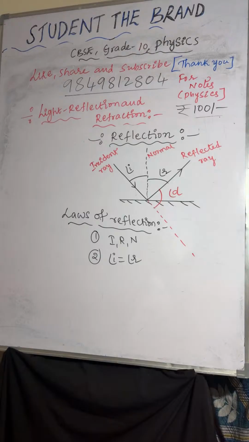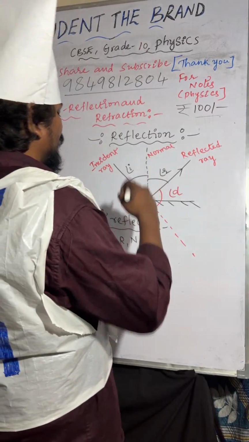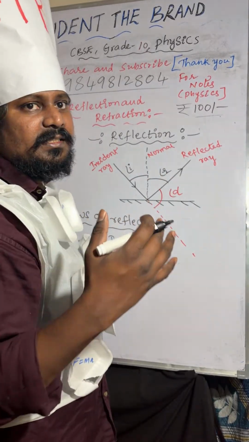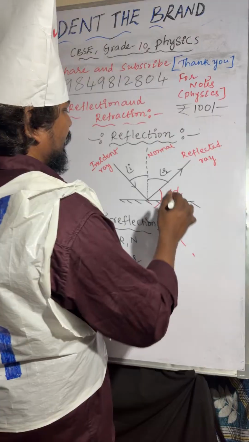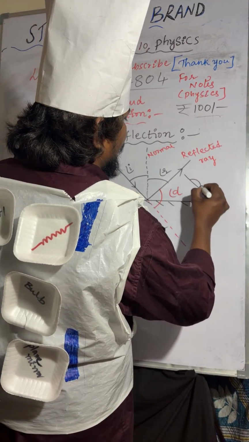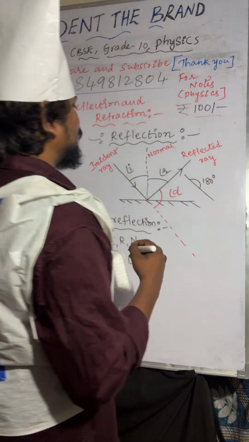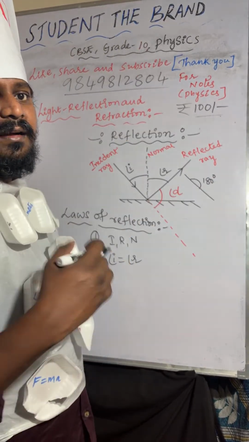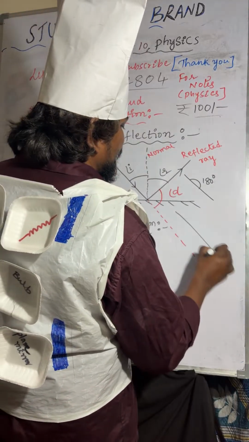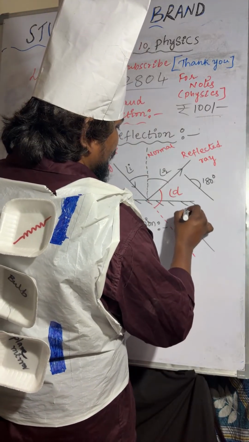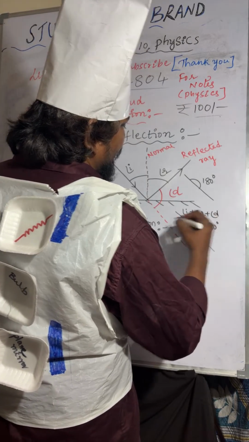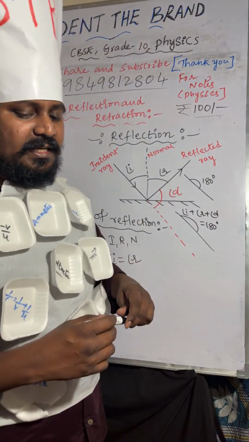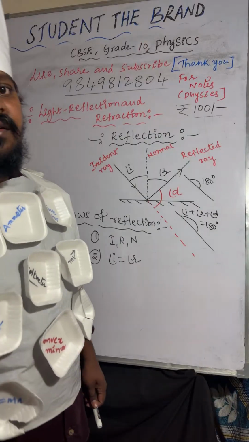Once again, you can observe: the incident ray, reflected ray, and normal line lie on the same plane, and the angle of incidence is equal to the angle of reflection. These are the two points. Now here you can take a linear angle. A linear angle is 180 degrees. So angle of incidence plus angle of reflection plus angle of deviation equals 180 degrees.